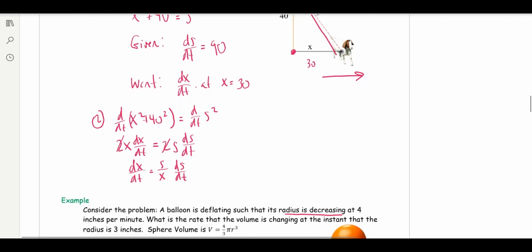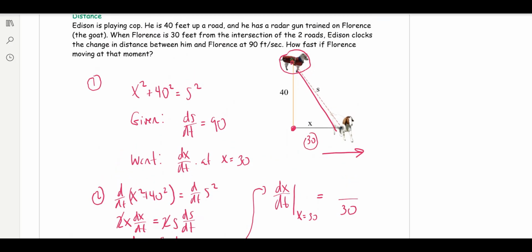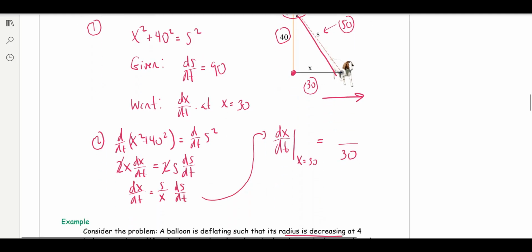Okay, I'm running out of real estate here. dx/dt, this is the final step. We're going to plug in x is 30. That's equal to, we want s over x, so x is 30. Now we don't know s. So we come back up here and we say, okay, when x is 30, and this is always 40, we solve for s. So that's a 30, 40, 50 triangle. You can do that in your head, or you can use the Pythagorean theorem to get that. So s is going to be 50, and then ds/dt is 90.